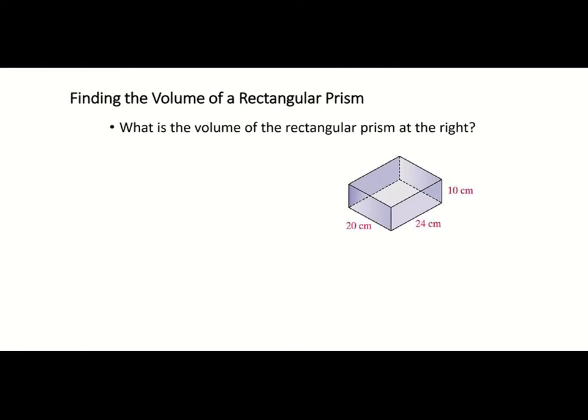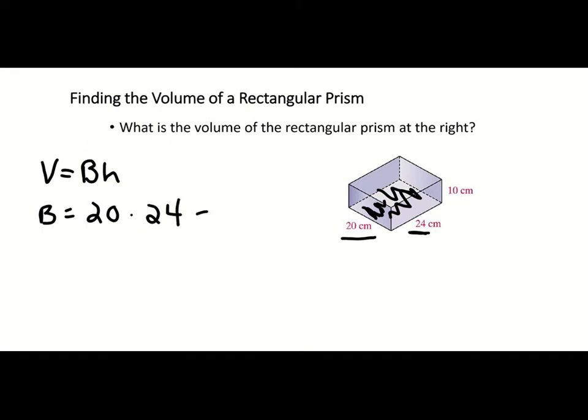All right, so here we want to find the volume of our rectangular prism. So volume again is going to be base times height. My base here is going to be right here. So if I'm finding the area of the base, it will be 20 times 24, and that is going to give me 480. And that would be centimeters squared right now because we're finding the area of the base.